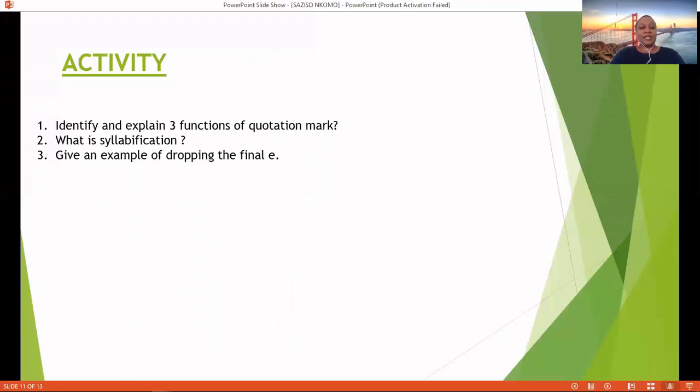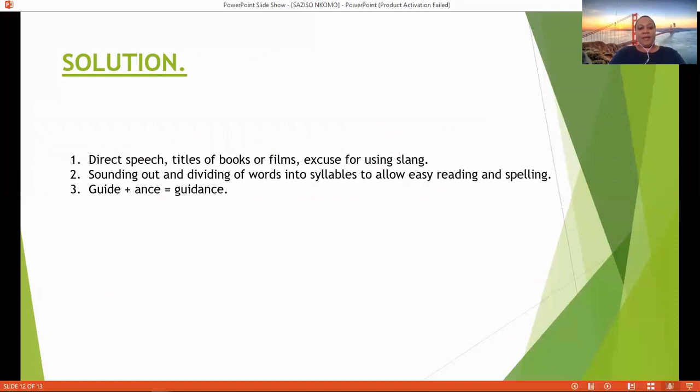Right, I will go to the solution with you. Quotation marks are used when we indicate direct speech, when we indicate titles of books or films, when we excuse ourselves for using slang or a different language. Number 2, sounding out and dividing of words into syllables to allow easy reading and spelling is what we refer to as syllabification.